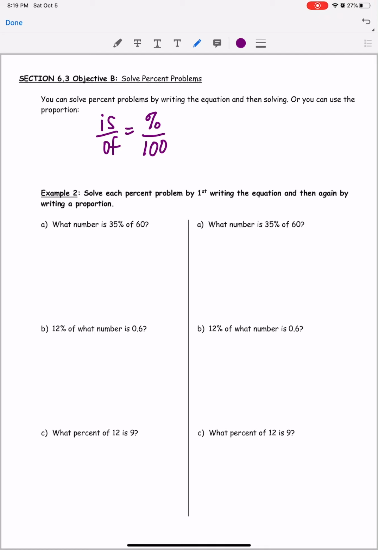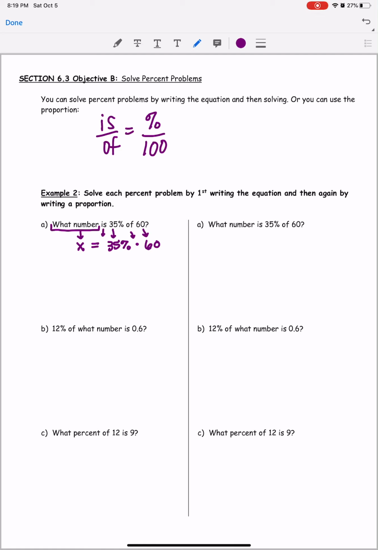So on example 2, part A here, says what number is 35% of 60? So write your equation. This what number is my x, is means equals, 35% comes down, of means to times, and then 60 comes down. So after we rewrite this equation, now I need to solve.